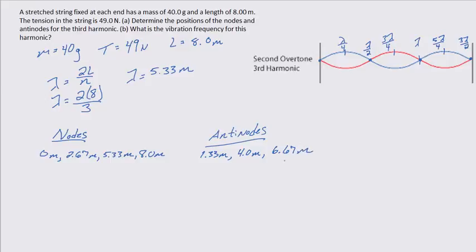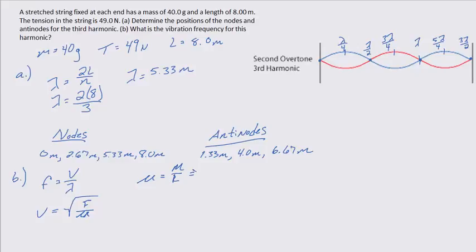Now in part B, we're asked to solve for the vibration frequency while it's in its third harmonic. Well, we know that frequency can be calculated by taking the wave speed divided by our wavelength. And we know the wavelength of our wave. However, our wave speed is unknown. Our wave speed is also equivalent to the square root of our tension divided by mu. Our tension is given to us, however, mu isn't. But we know that mu is just the mass of our string per unit of length.